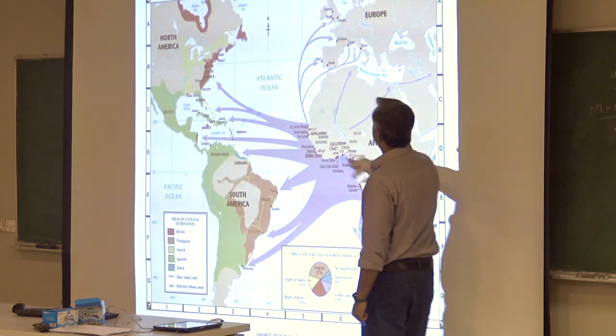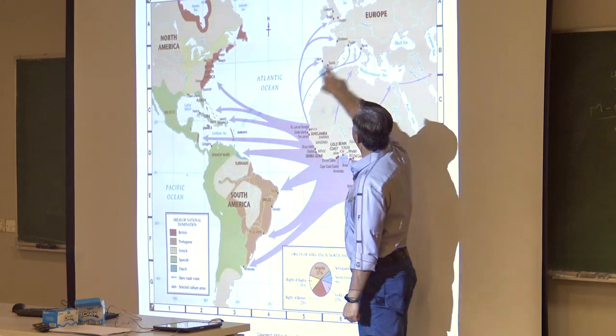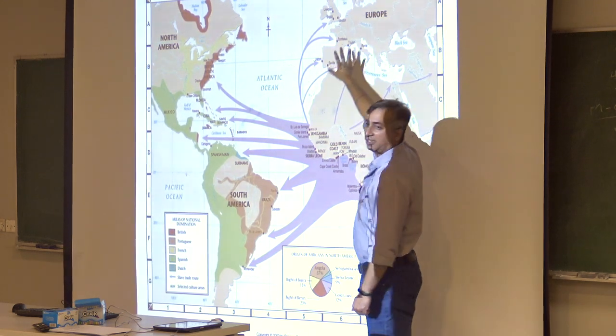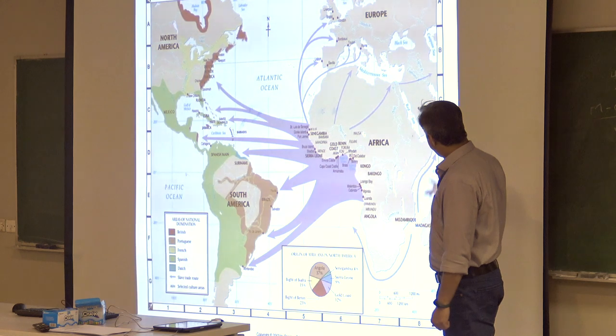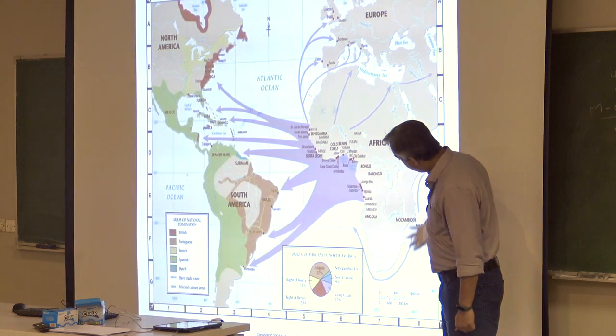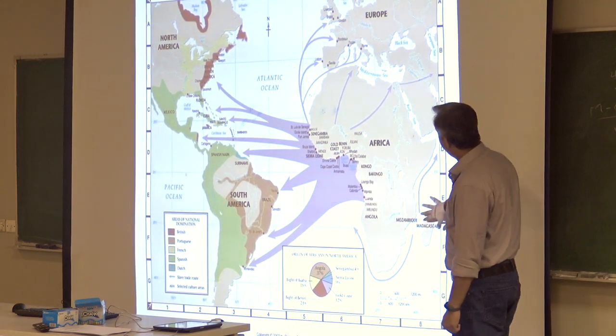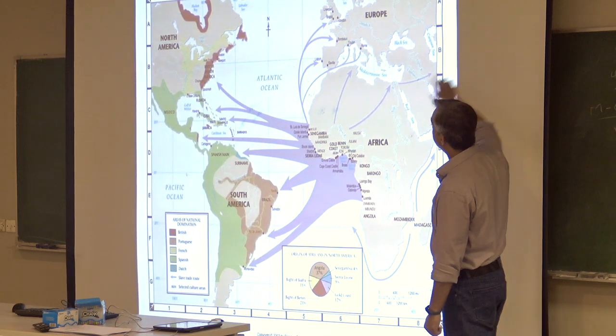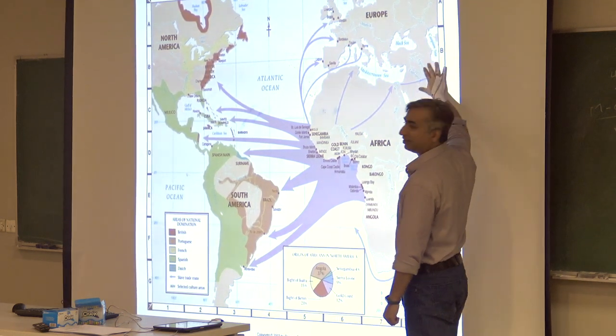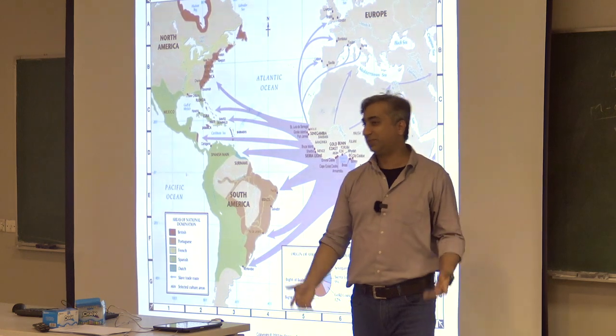Also, there are slaves going up here. There are slaves going to Europe. There are slaves going to Italy, et cetera, all over the place. And if you're interested, there are even slaves coming from this side of the coast all the way across and moving from this side of the coast over here. Also slaves being taken on land. Shocking, but that's history.